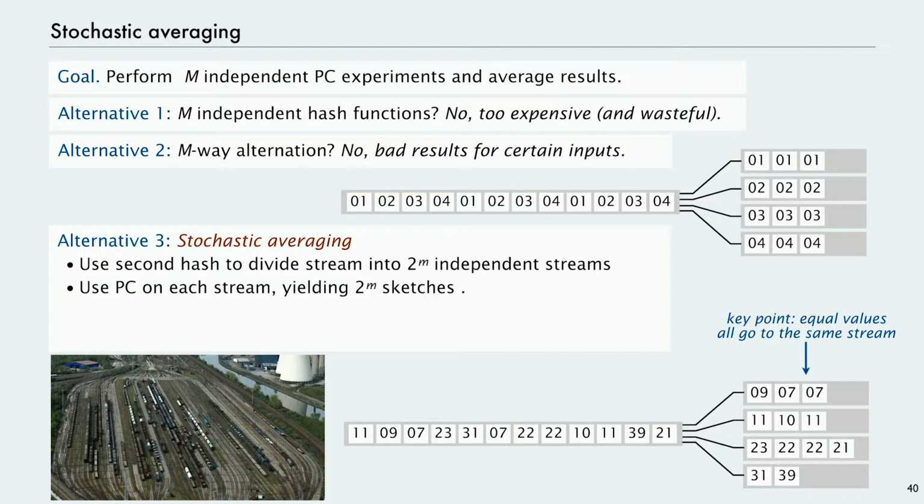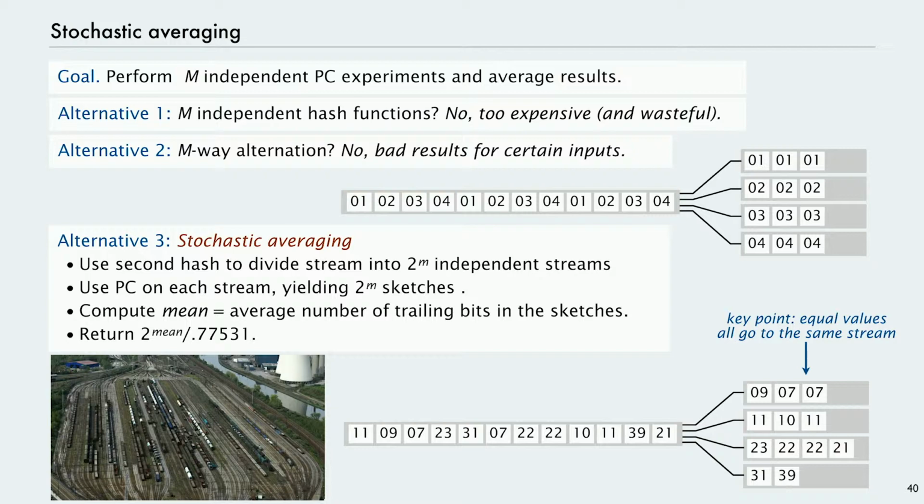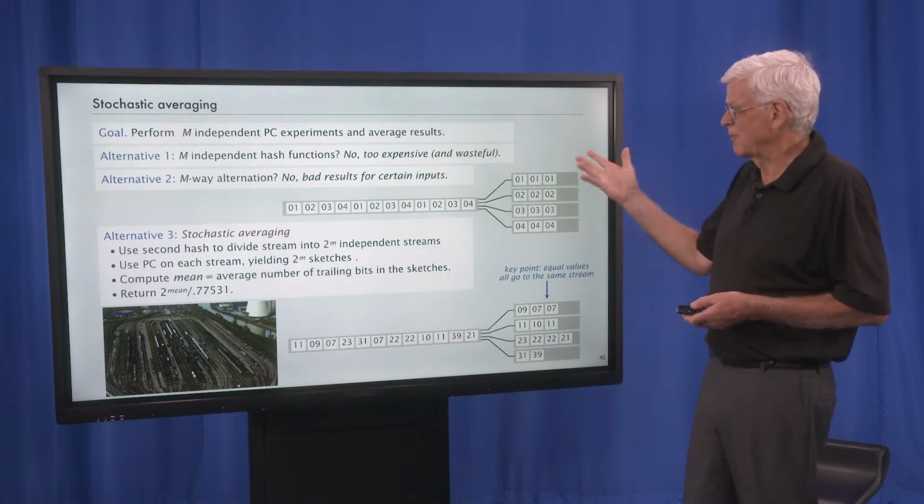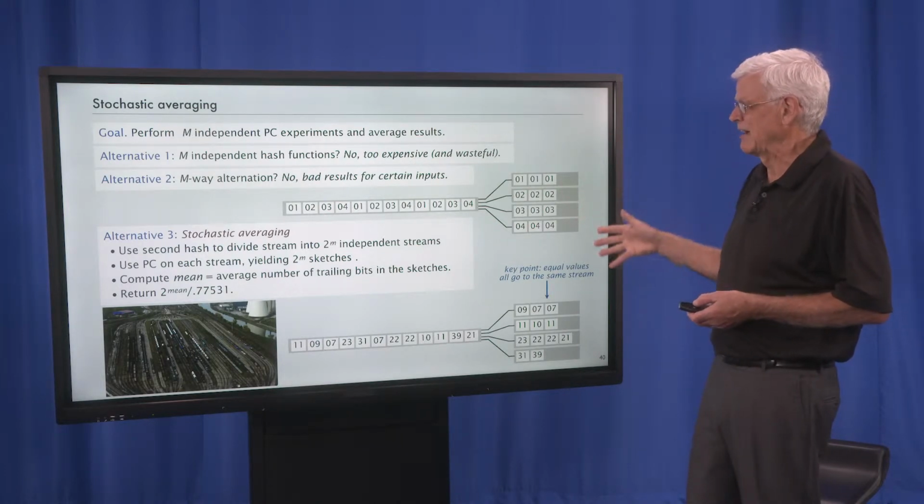So we'll use probabilistic counting on each one of those streams. That way we get 2 to the m sketches. And then we average the number of trailing bits in the sketches, the little r value, and then return 2 to that mean divided by 0.77531. That's probabilistic counting with stochastic averaging.